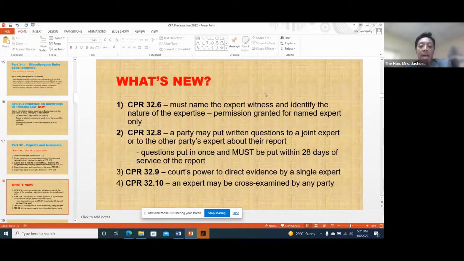CPR 32.9, the passage I just read to you, highlights the power of the court to direct evidence by a single expert. The claimant may want one, the defendant may want one, and the court says no, you have one. And there is a provision that I need to refer you to, I believe it's 32.9. Let me see. Right, I'm going to read it. I think it's something that you should be aware of. 32.9.